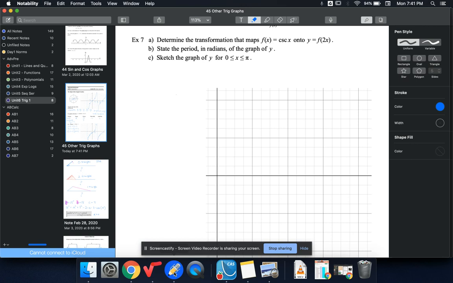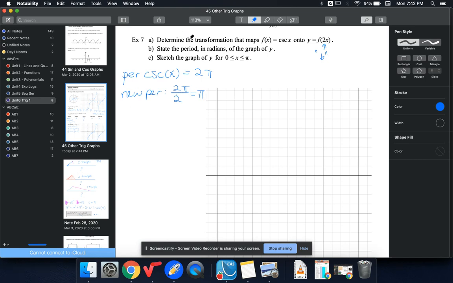All right, so now we're going to figure out the transformation that maps f of x equals cosecant of x onto y equals f of 2x. So here, this 2 is like a b value, so it's going to affect the period of my cosecant graph. Well, I know that the period of cosecant is the same as the period of sine, which is 2 pi. So my new period is going to be 2 pi divided by the b value, which is 2. So that'll be pi.